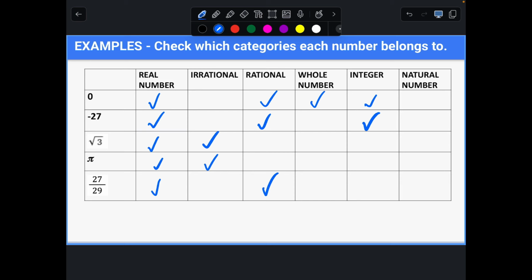Okay, in this example, we didn't have any good natural numbers, so let's go ahead and add down at the bottom. Let's put in 10. 10 is a real number. It is rational. It is a whole number, it is an integer, and it's a natural number. Okay?